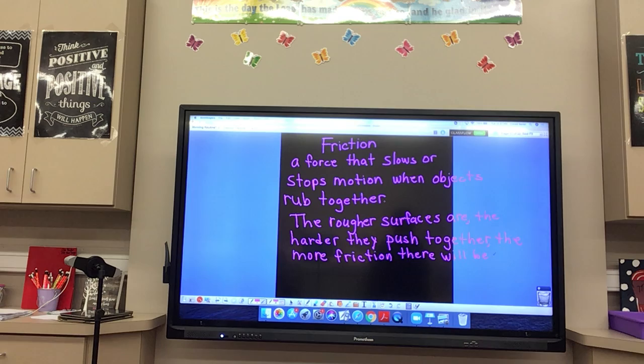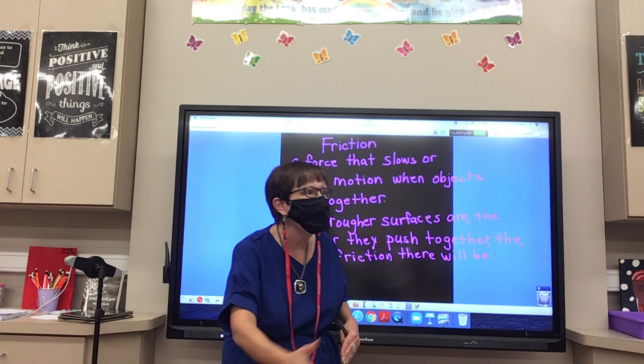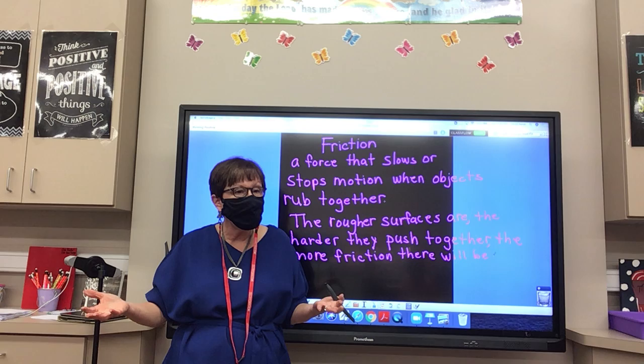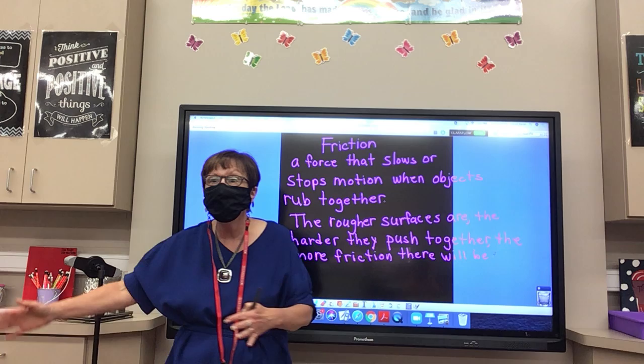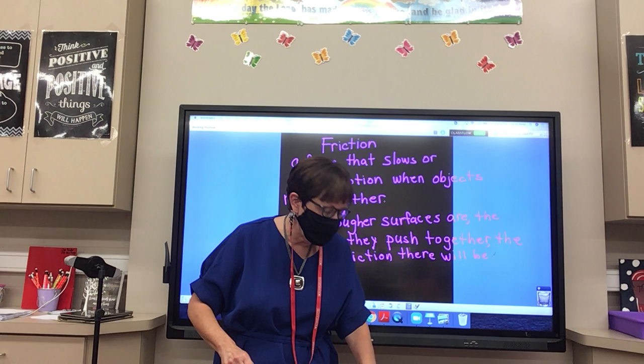And then how about if it's rolling on something smooth, like let's say a ball was rolling on this floor in the classroom. What kind of friction would we have then? Hector, more or less friction? Less. Yeah, less. We would have a smooth surface, wouldn't we? The ball would just roll so easily. Less friction.